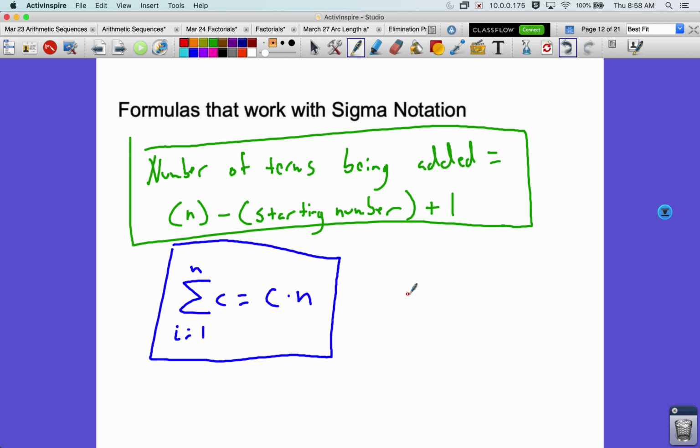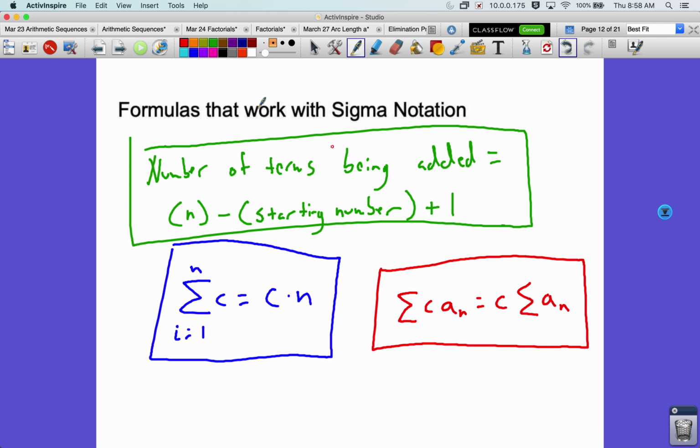Here's another one. If I am summing some constant times a sequence, and I'll make that a sub n, I can bring the constant out in front. And let's make that clear what happened there. The constant can move out in front.